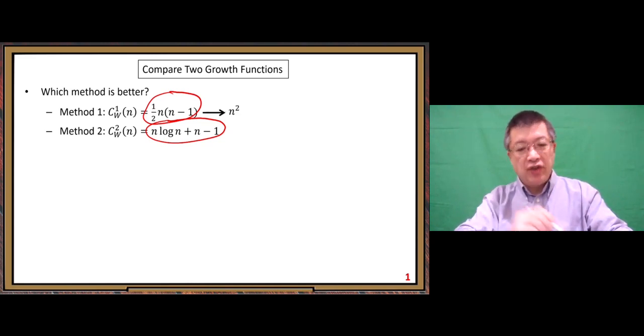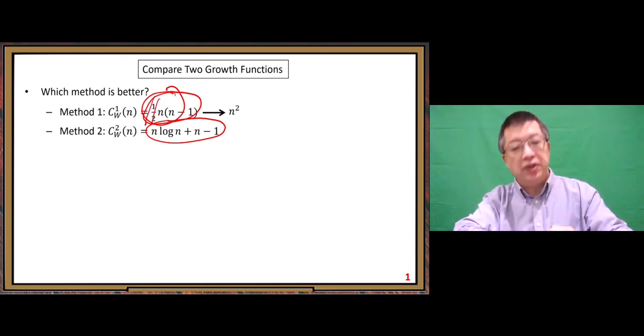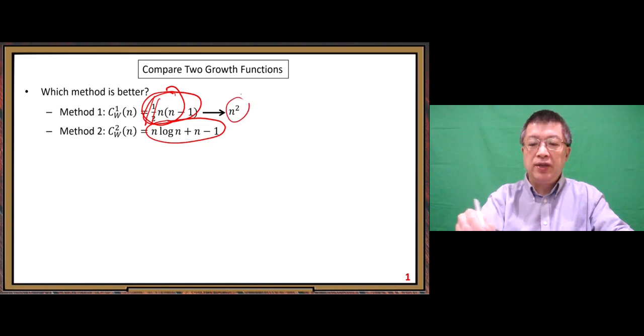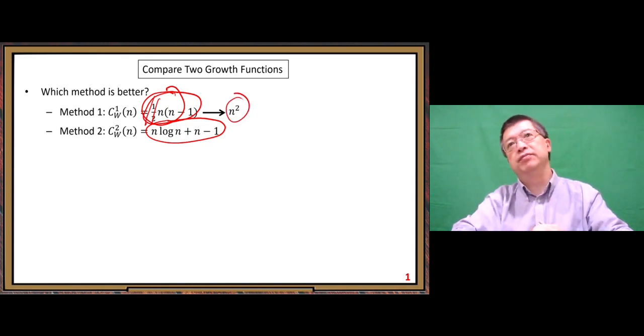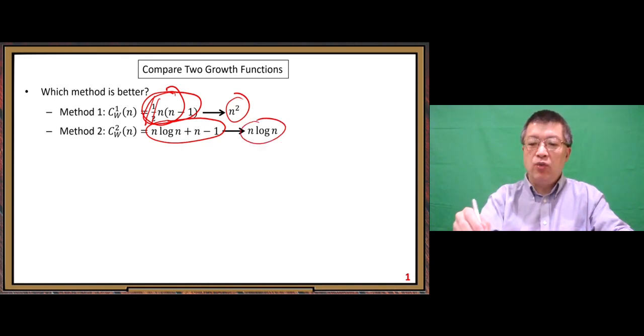For the growth function, first we look at the dominant term. Then we remove the leading coefficient. So we get that growth function. The second one, the growth function. So now we only need to compare these two functions.